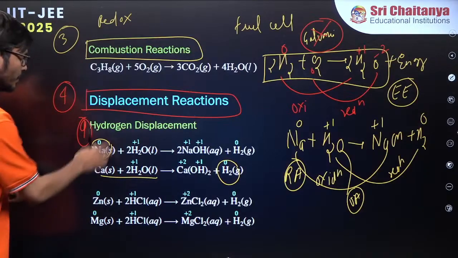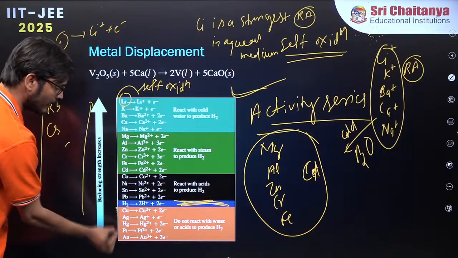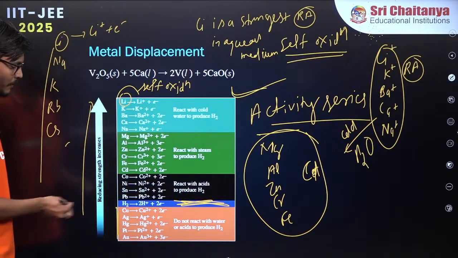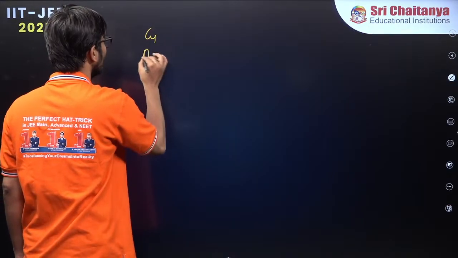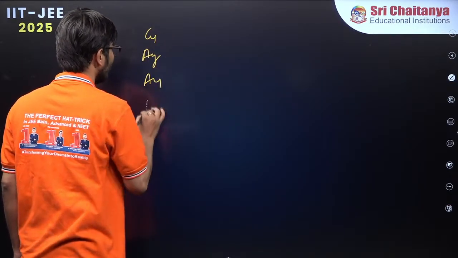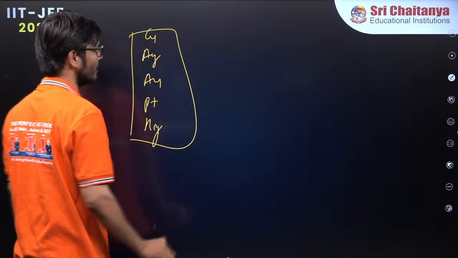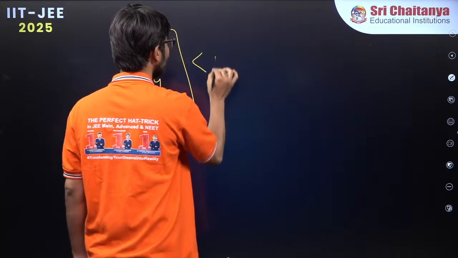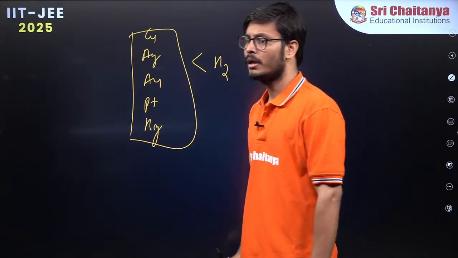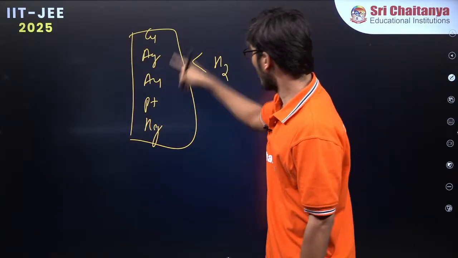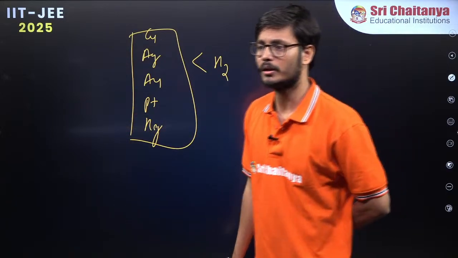So whatever comes below hydrogen, everything is not going to react. So what are the elements? Copper, silver, gold, platinum and mercury. They have less reducing nature or reducing strength in comparison to the hydrogen. Therefore, they are not going to react with the water. Is it clear to everyone?